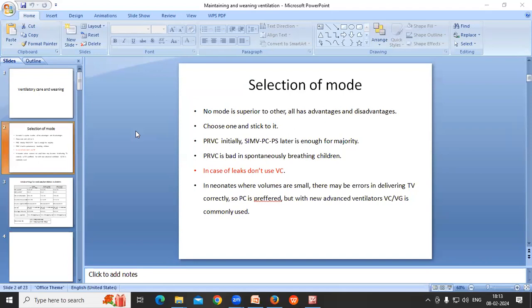So there are certain advantages and certain disadvantages for each mode. No mode is superior to another. But you should know the advantages and disadvantages, and then choose: let me ventilate with this mode. So there is no universal answer to this question. My professors told me: whatever mode you know well, ventilate in that mode. That's all.